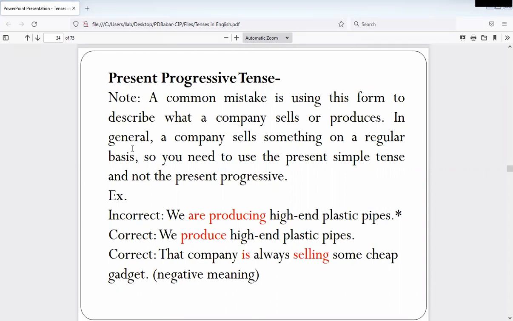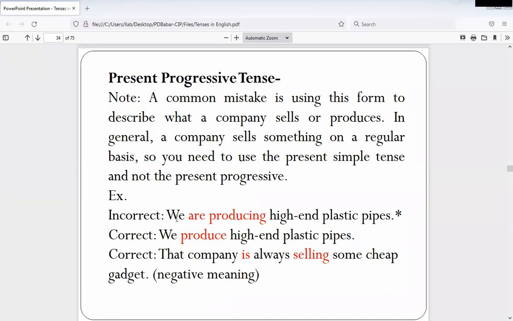In general, a company sells something on a regular basis, so you need to use the present simple tense. Means that action is on a regular basis. Though that action is continuous, that action happens on a regular basis, and that's why we have to use the simple present tense to talk about that action. For example, let's take the example of incorrect and correct sentences.